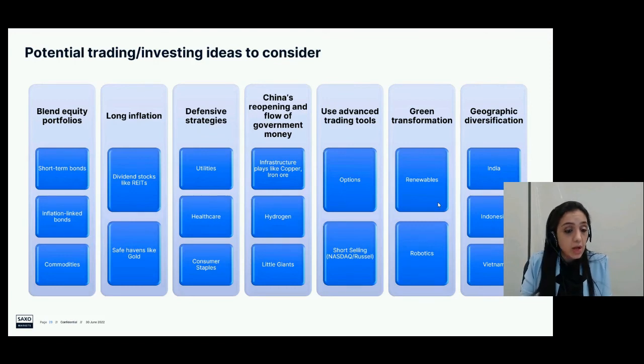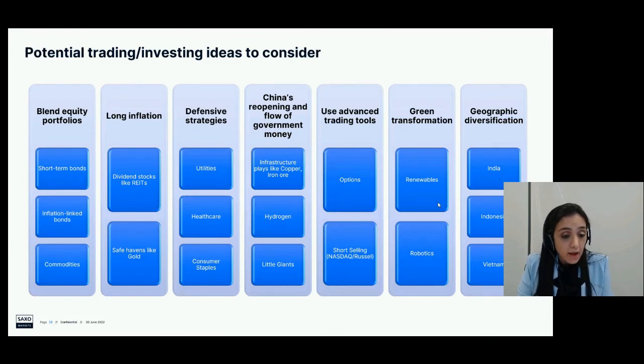Some of our other ideas would be to stay long inflation. So I think REITs as well are a good play when you are in an inflationary environment. But again, you have to watch out for REITs that have a manageable debt load. And possibly it's a good idea to stay defensive. So consider probably consumer staples, utilities, healthcare. These are the key defensive sectors.